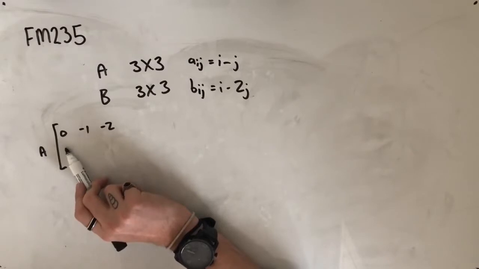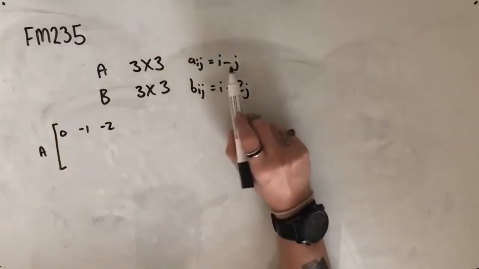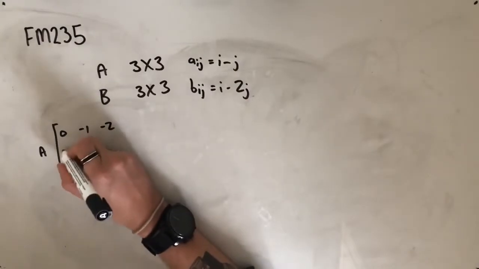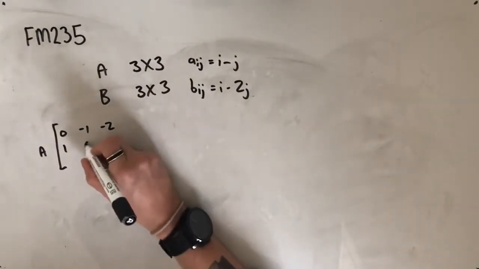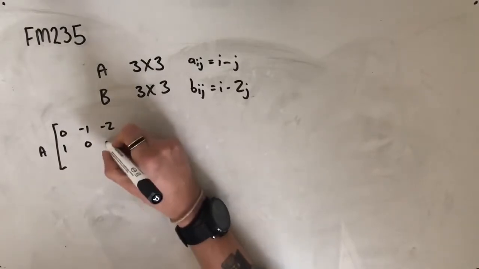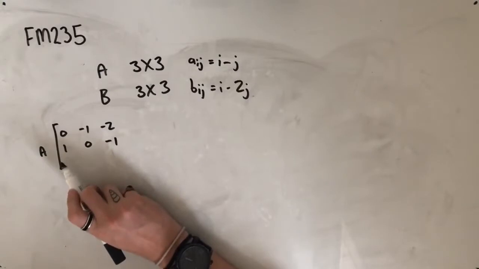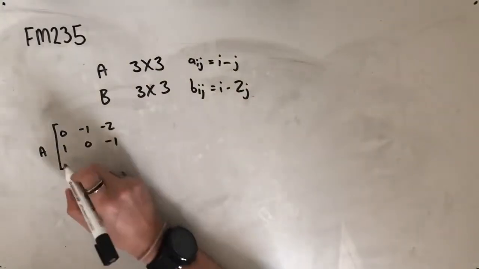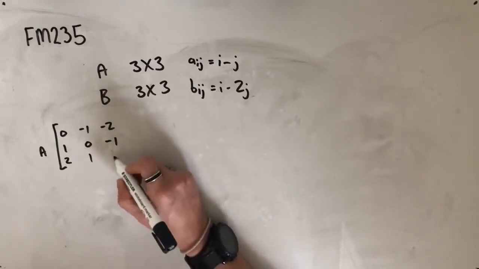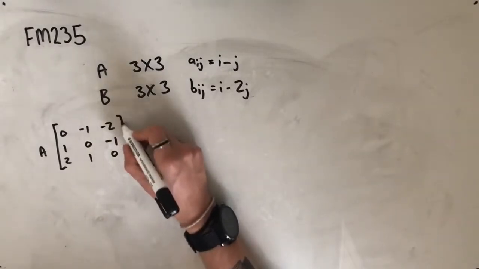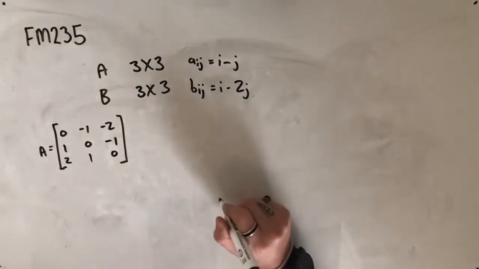Onto the next row, the second row. So we're dealing with the second row, first column, which would be 2 minus 1, which makes that 1, 2 minus 2, 2 minus 3. Onto the third row, first column, it's going to be 3 minus 1, 3 minus 2, and 3 minus 3. So now we have matrix A.